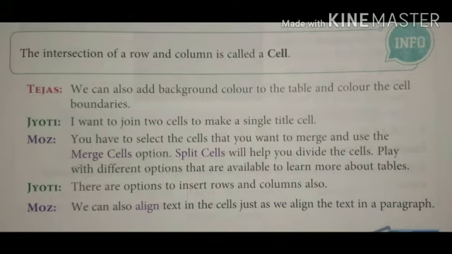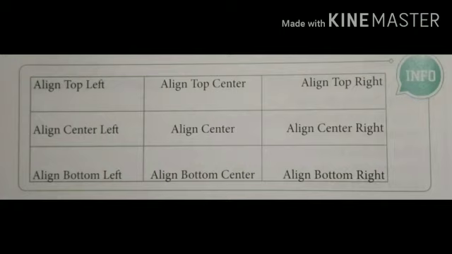Now you can arrange your text into various alignments, like align top left, align center left, align bottom left, align top center, align center, align bottom center, align top right, align center right, and align bottom right. So these are the 9 alignments in which you can align the text.